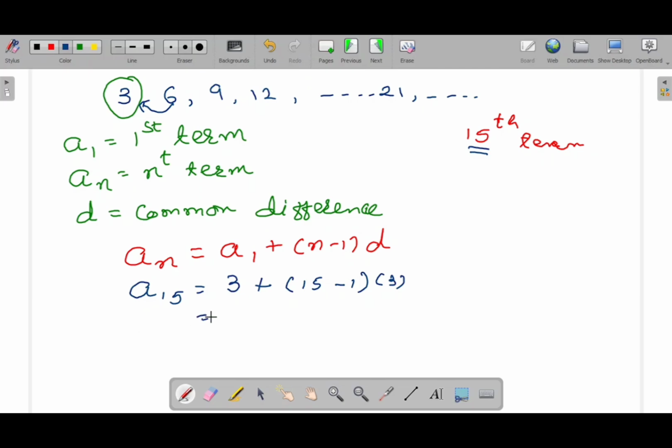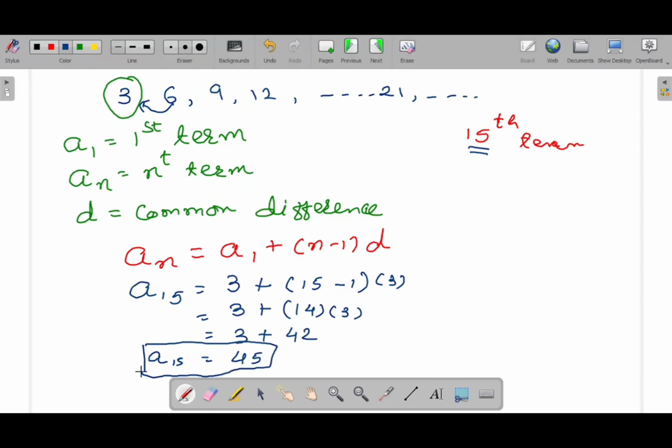So I will be able to calculate this. 3 plus 14 into 3. That means 3 plus 42, and hence 45. You can say that the 15th term in this given arithmetic progression is 45. And if you manually calculate, you will find it is true.